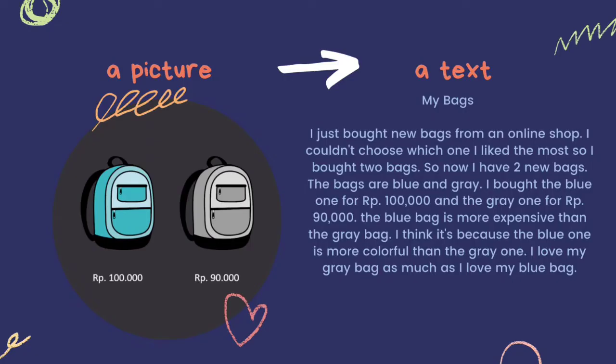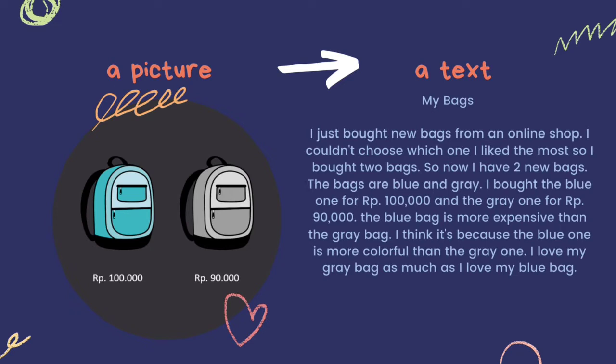Here, there are two bags. For the example, I use a picture of two bags, and also the price, and a description text that describes that picture exactly. So the concept is I want students to transfer from a picture to a text, and I want one of my students to read the example by themselves.